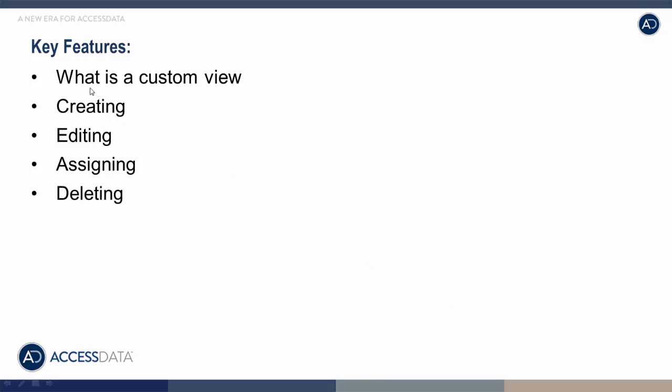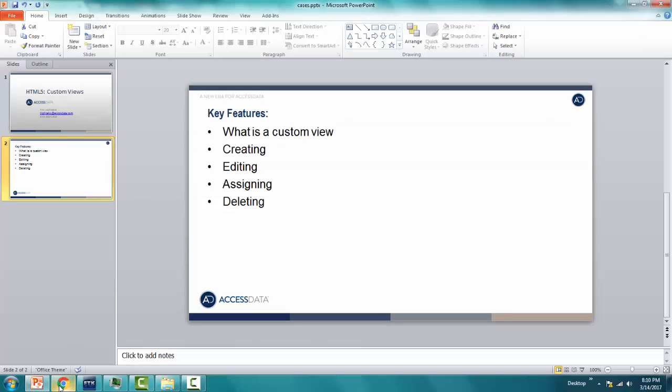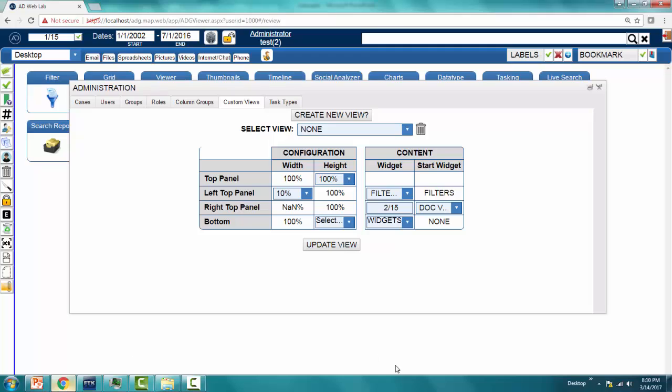So anyway, what are we going to do today? We'll talk about what a custom view is, and we will create one. We're going to do these two things together, as there's no better way to understand what a view is than to create one and see it. We're going to edit one, we'll assign one, and we'll delete one. This is a pretty rich topic, so I'm going to try to move a little faster than normal and try to still keep it reasonably short.